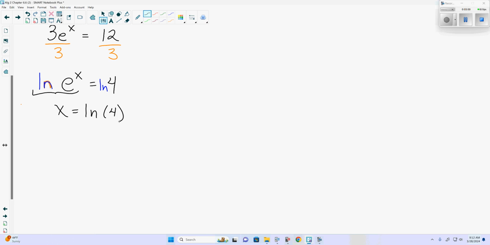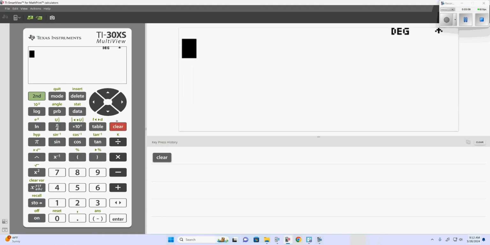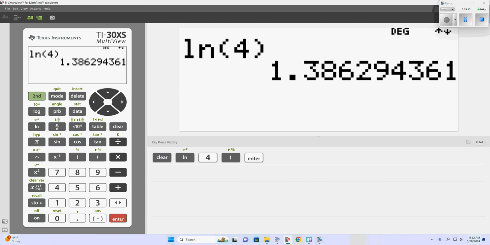And at this point here, if we want to know the approximate value, we want to estimate the value of the natural log of 4, all we would need to do is grab a calculator, say natural log of 4. And it will tell us it's 1.386294361, or if we round to 3 decimal places, 1.386.